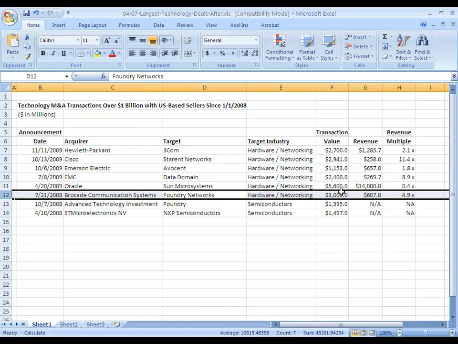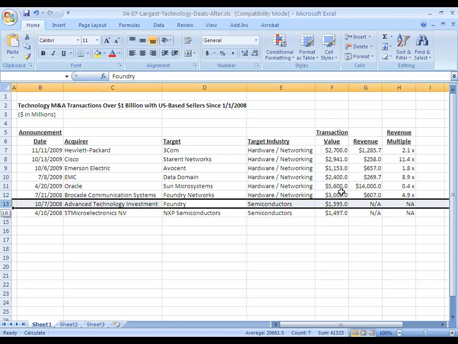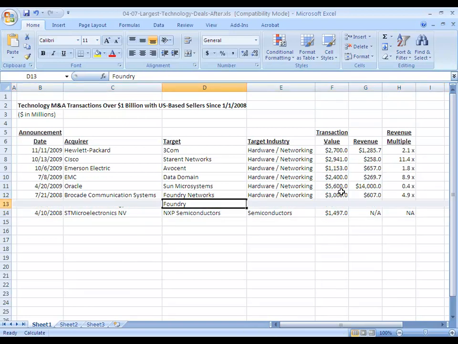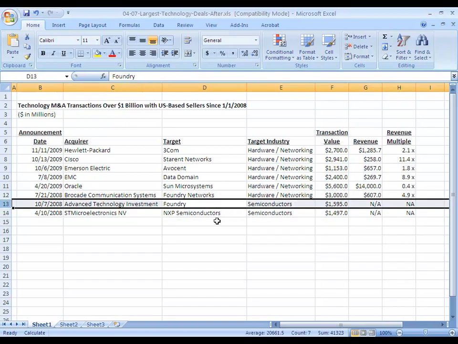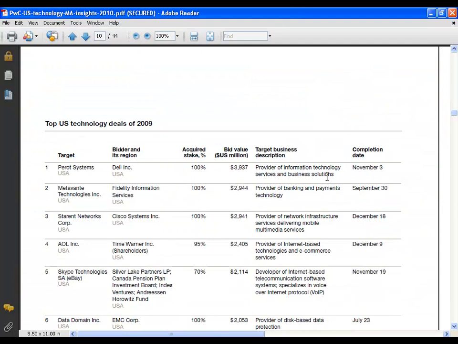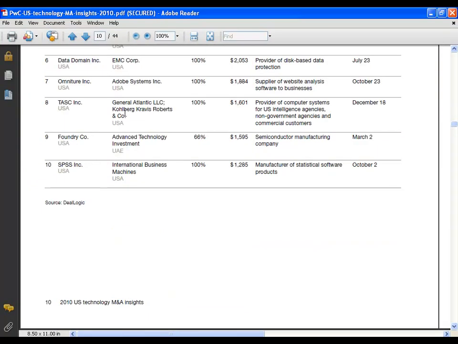And then these last two are both interesting deals, but again, not exactly 100% comparable. The first one here, Advanced Technology Investment and Foundry, is actually covered in one of the reports included below this video. So I've pulled it up right here. This is the PwC report where they list the top deals of 2009. Number 9 on the list, Foundry and Advanced Technology Investment. So you see that this is a 66% acquisition.